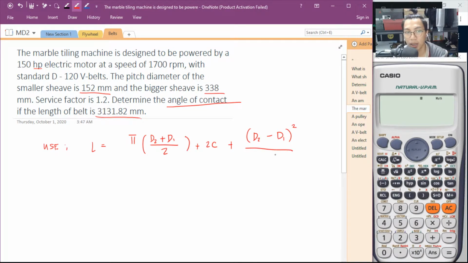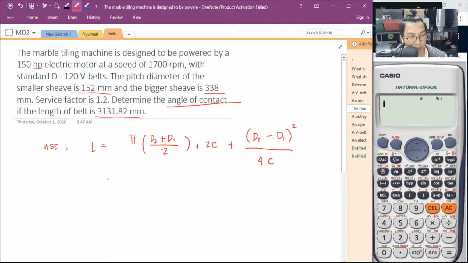Ngayon, sir, if wala pa rin sa choices, there are times in board exam na wala sa choices yung naging sagot mo using the open belt. Then that is the time for you to check if it is cross belt. Gagamitin mo yung formula ng cross belt kapag wala nga siya sa choices. Yan. So, ito na yung formula for open belt.